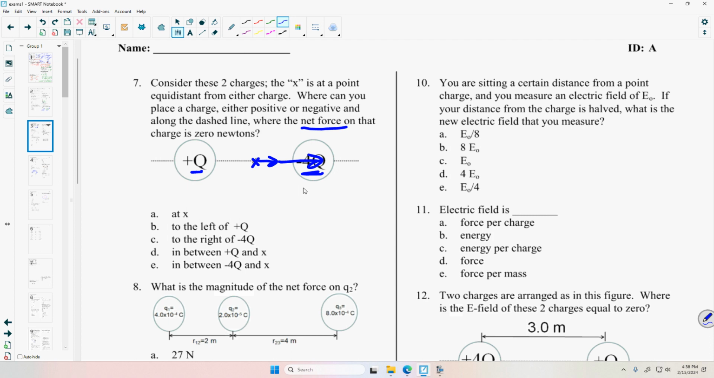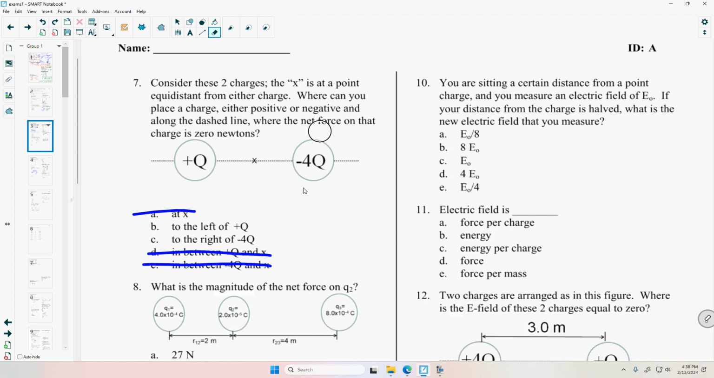And then also notice that because of how these two vectors are drawn, I cannot have a 0 force anywhere in between those charges. So I can't have it at x. I can't have it in between either of those charges and the little x in the middle. So what would you guess it's going to be right now? B. And you would be right, but let's just confirm that.